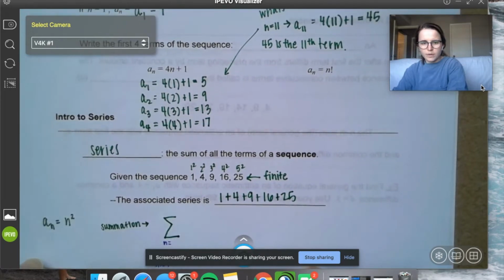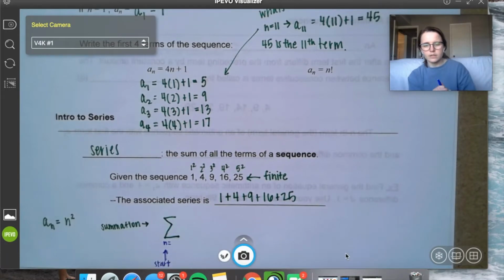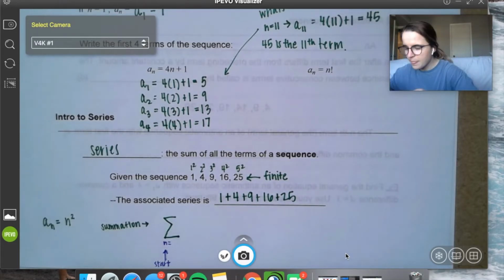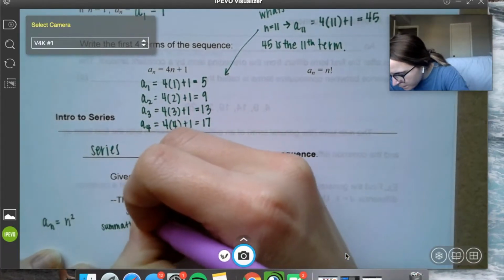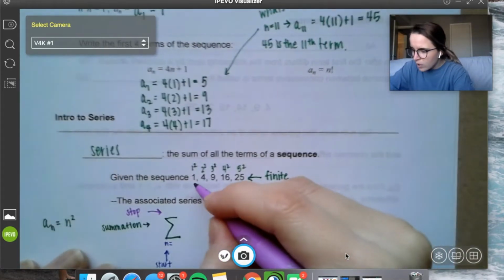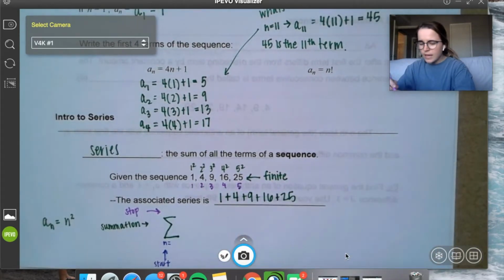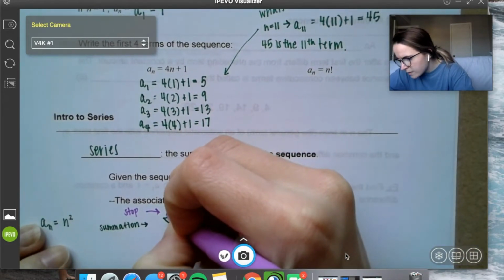Okay, so there's our starting point. Up top, this will be our stopping point. Now it's easy on this one to count it out. So we have 1, 2, 3, 4, 5 terms. So n equals 1. So we're starting with term 1. And we're stopping with term 5. So that's the way we write it out.